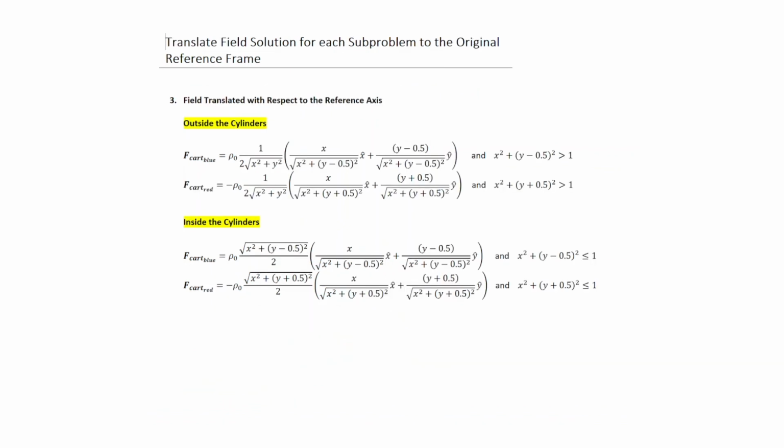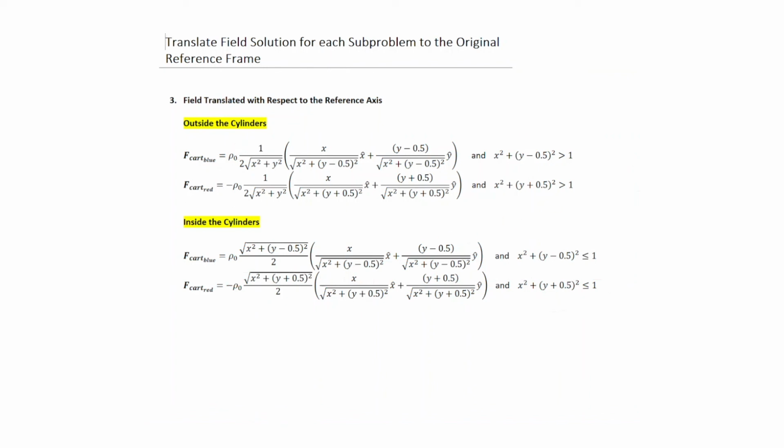All right, so the field is translated with respect to the reference axis. For instance, if we're looking at the blue cylinder, outside the cylinder, this is what we would expect to see. If we were outside the red cylinder, this is what we would expect to see. If we're inside the blue cylinder, we would expect to see this. And if we're inside the red cylinder, we'd expect to see this.